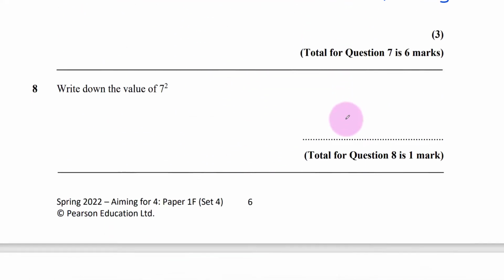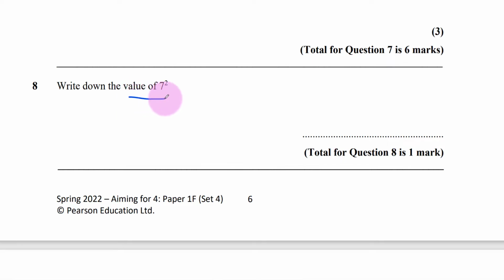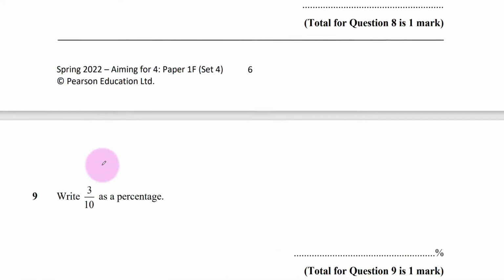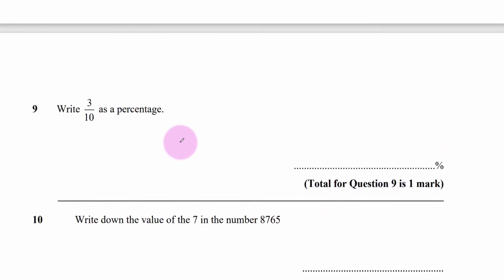Okay, so let's go. We'll write down the value of 7 squared. Does it mean 7 times 2? It means 7 times 7. And we should know that 49. I do recommend you writing all your times tables down at the start of the exam. Write 3 out of 10 as a percentage. Hopefully you guys know that's automatically 0.3, which looks like 0.30, which when we times by 100 is 30%.